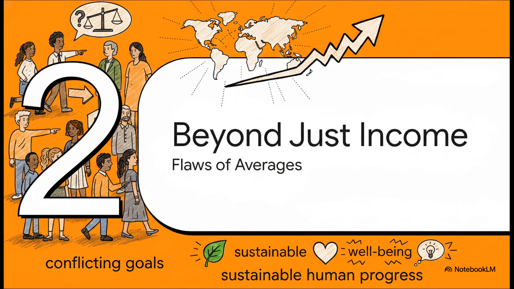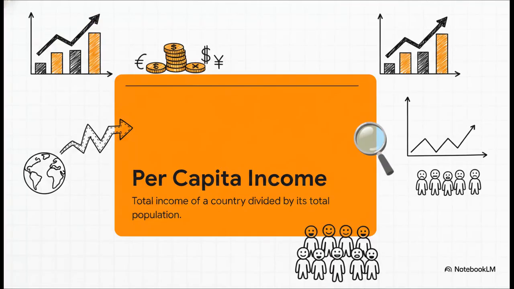Because if individuals have such conflicting goals, how in the world do we measure a whole country's progress? For a long time, the go-to answer has been per capita income. Basically, you take the total income of a country and divide it by its total population. The World Bank actually uses this exact metric in its World Development Reports to put countries into high-income or low-income buckets. It's the most common way to measure success globally, mostly because we just naturally assume more income means more of the things humans need to survive and thrive.